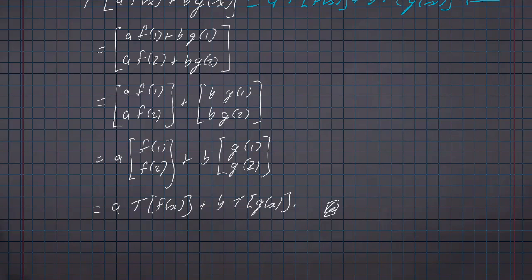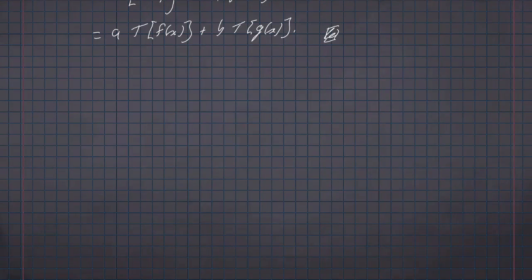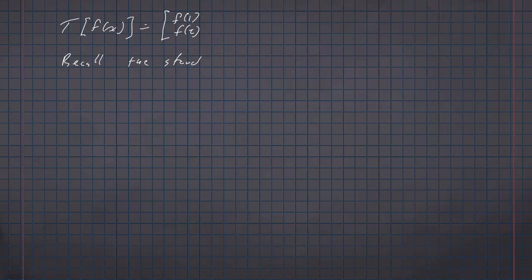Now that we know that, we can start investigating a little bit more closely. We said that if a transformation is linear, then it can be determined entirely by its action on a basis. So let's keep looking at T evaluated on f of x is equal to f of 1, f of 2, and recall that the standard basis for P3 is the polynomials 1, x, x squared, and x cubed.